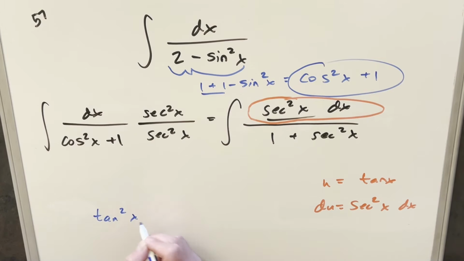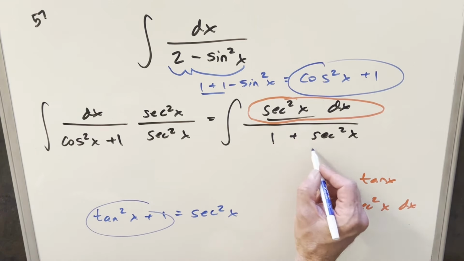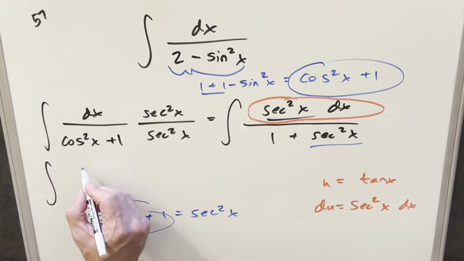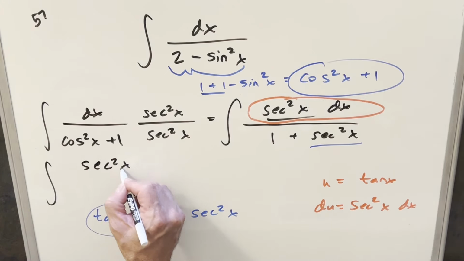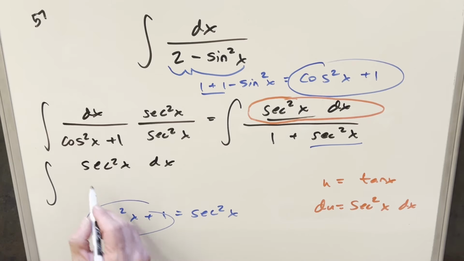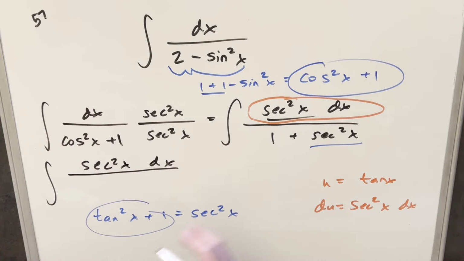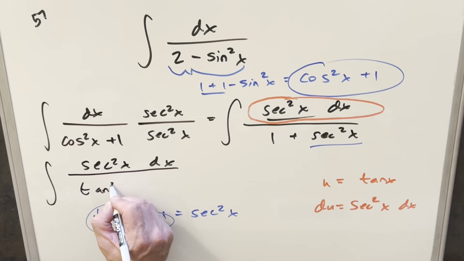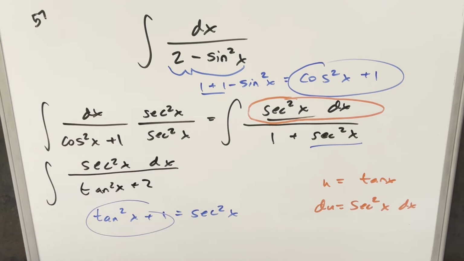What we can do is use the identity tan squared x plus 1 equals secant squared x. So if we just take this and plug it back in here for secant, then we'll rewrite everything and we should be set up. So same numerator, secant squared x dx. Then if we plug this in here, we're going to have tan squared x plus 1 plus another 1. This is going to become tan squared x plus 2.